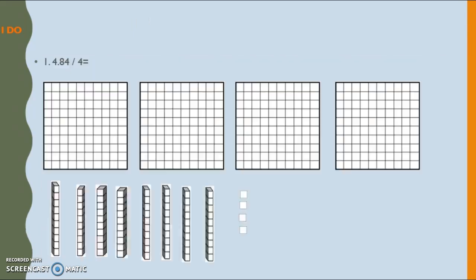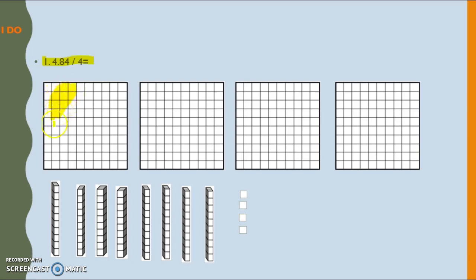Let's jump right in. Our first problem is 4 and 84 hundredths divided by 4. You can see we have modeled this number using 4 flats to represent our 4, 8 rods to represent the 8 tenths, and 4 cubes to represent our 4 hundredths. To model the problem, we can separate our blocks into 4 equal groups. We can see that each group will get a flat or a 1.